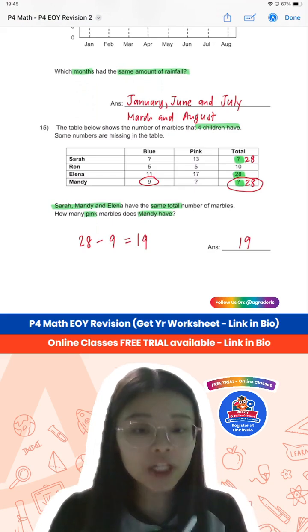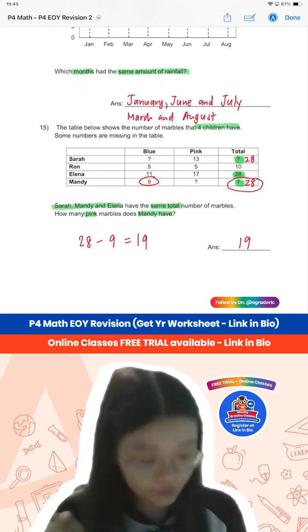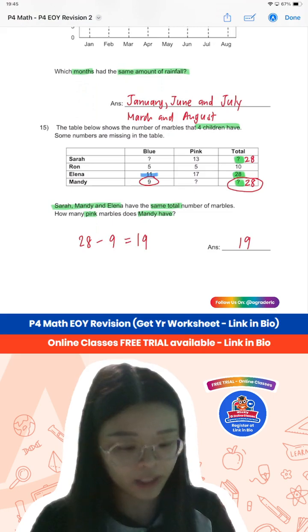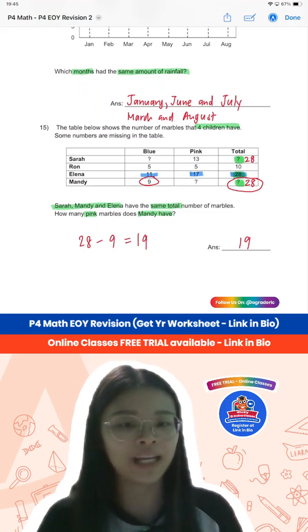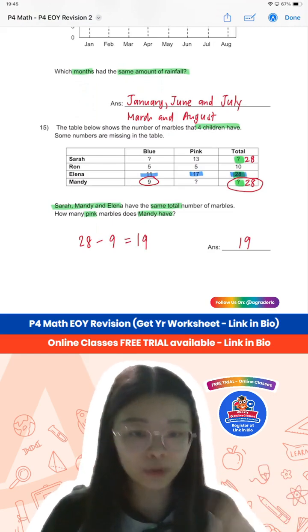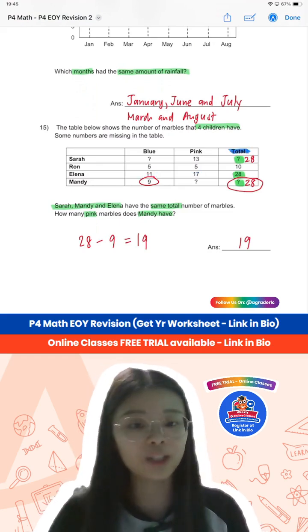Okay, this question is not very difficult as long as you know how to read it. If you got your answer wrong, then maybe because you didn't read it properly, and you ended up adding everything: 11 plus 17 plus 28. If you added them all together, that could be why your answer is wrong, because that one says total. So we don't add the total.